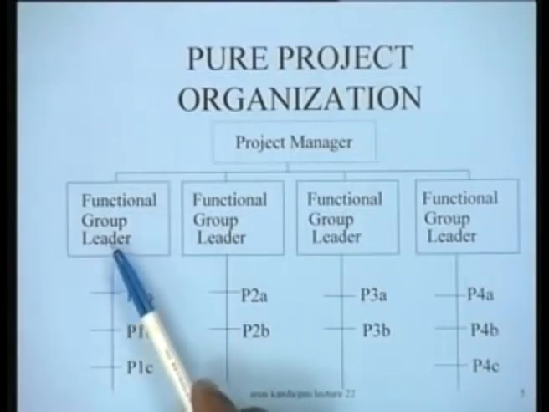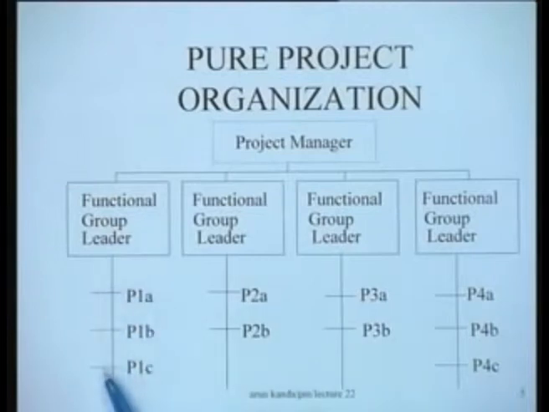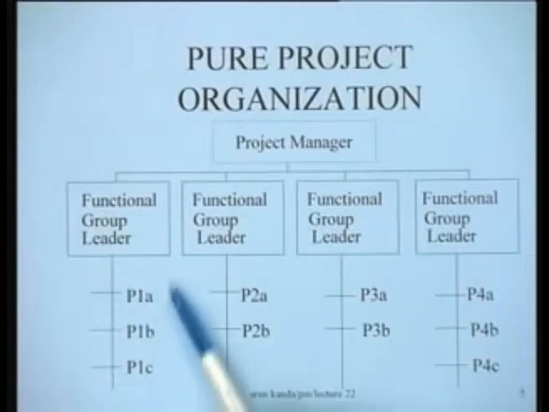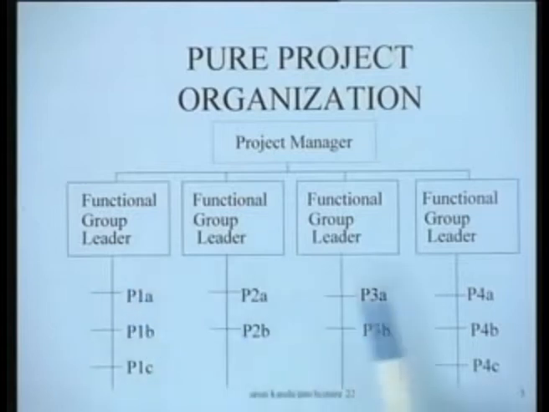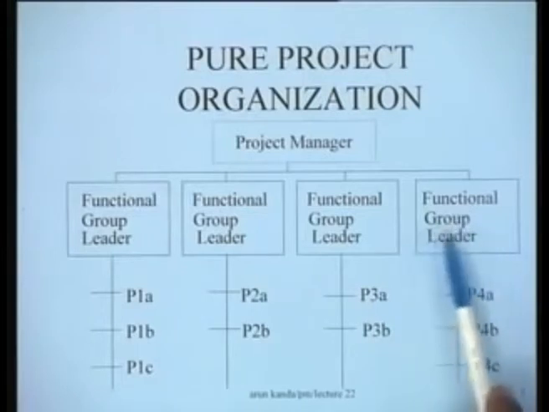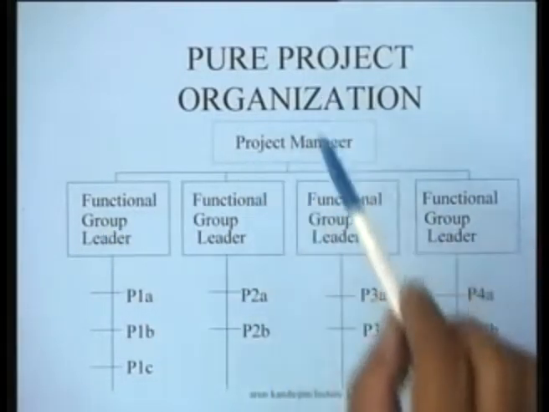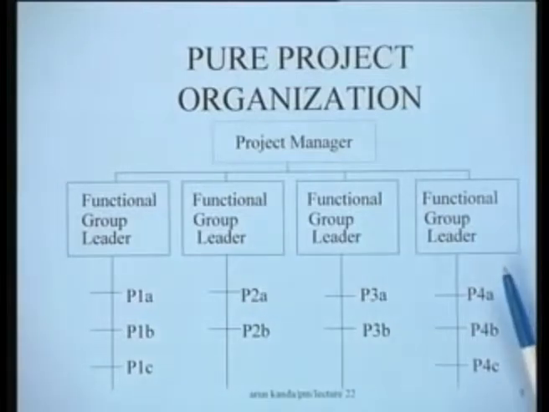So what would happen is that, depending upon a particular project, from each functional group leader you would pick up individuals. This is the individual with specialization P1, so first member A, second member B, third member C, and so on. So you pick up 3 people with this particular functional group, 2 people with this functional specialization, 2 people with this functional specialization and 3 people with this particular functional specialization. So they report to their individual bosses and these are all under the project manager. So this is a pure project organization. The organization is conceived only for the particular project and you have something like this.